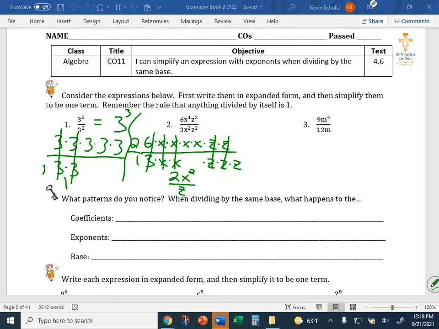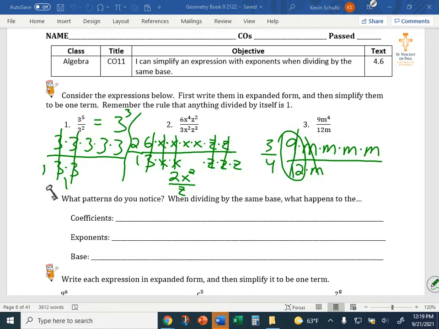The last one, 9m to the 4th, is a 9 times an m times an m times an m times an m, and then a 12 times m in the denominator. What can we do? William? Cancel out a pair of m's. Will? Simplify 9/12. We treat it like a fraction, right? 6 divided by 3 worked out evenly in the previous one. This one doesn't, and that's okay. What does 9/12 simplify to be? Gino? 3/4.